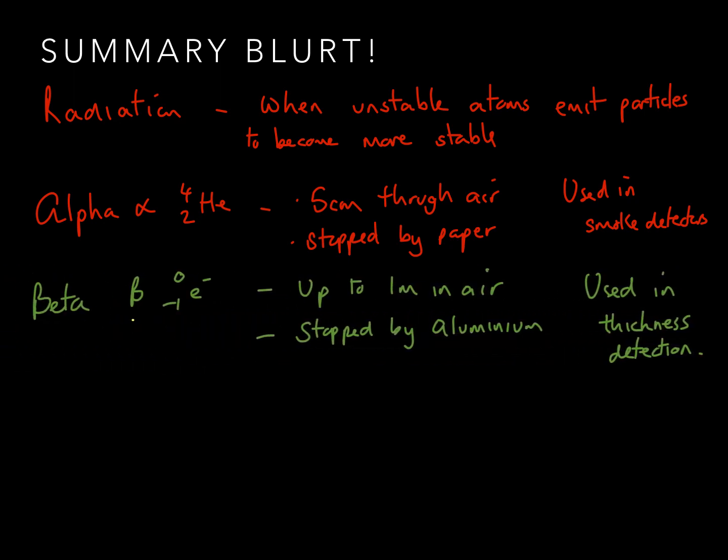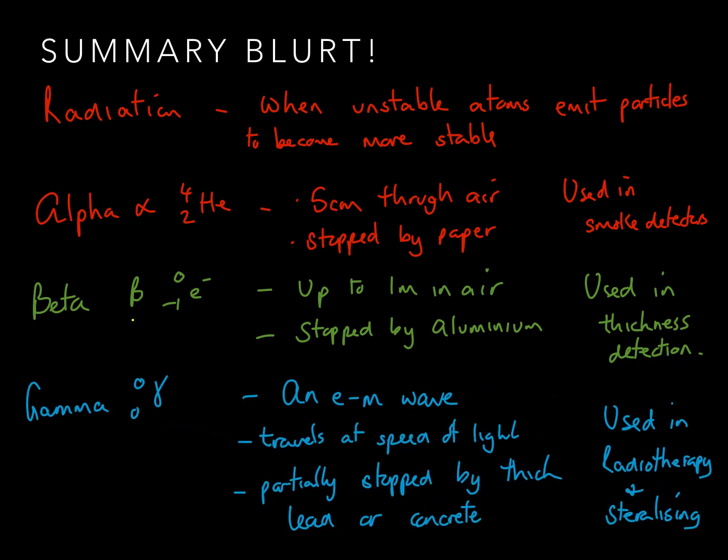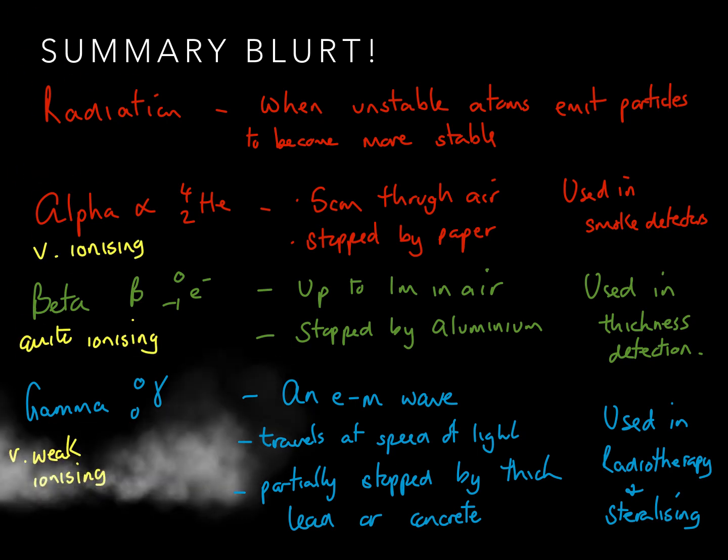I would expect you to know that beta has got the symbol 0 -1 e. It can travel up to 1 meter in air and is stopped by aluminium, and it's used in thickness detection. And that gamma is an electromagnetic wave. It travels at the speed of light. It's partially stopped by thick lead or concrete, and it's used in radiotherapy and sterilizing.